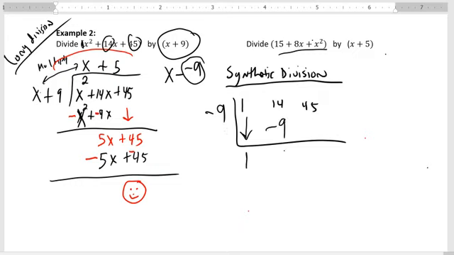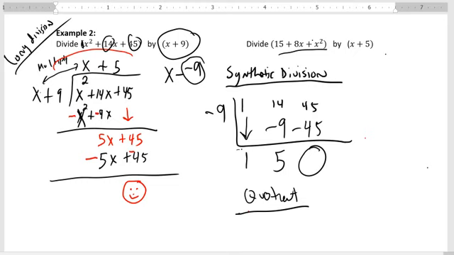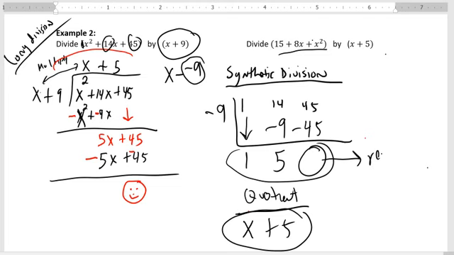14 minus 9 is 5. Negative 9 times 5 is negative 45. Negative 45 plus 45 gives us a 0. So our quotient comes from these numbers. Since we started with x squared, then we start with 1 less, so we get x plus 5. And of course, this is our remainder.